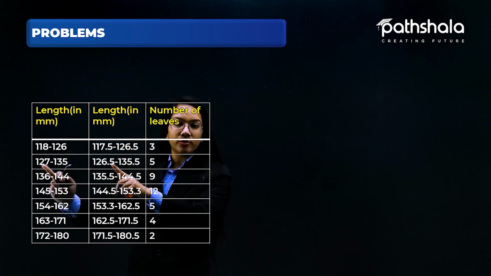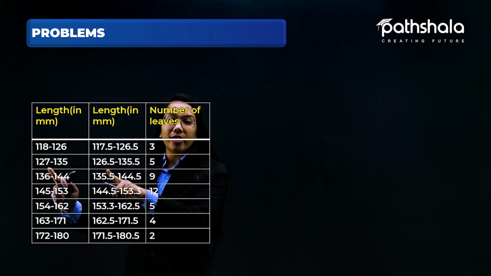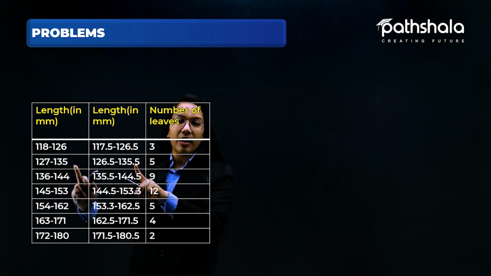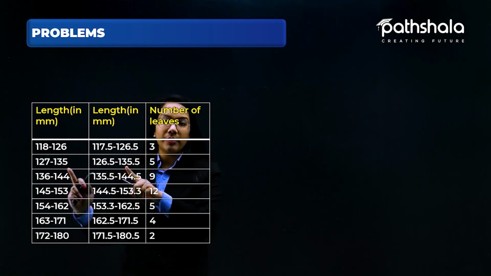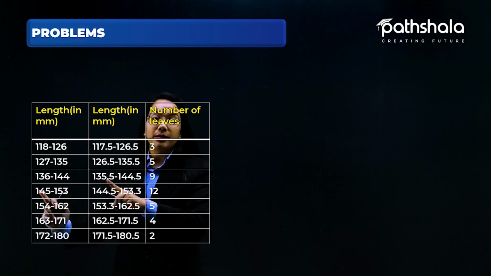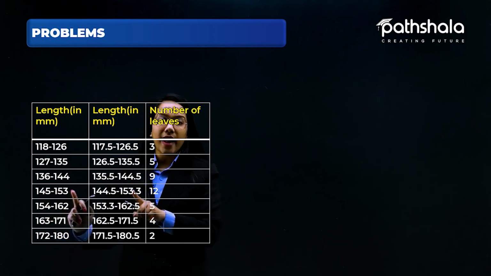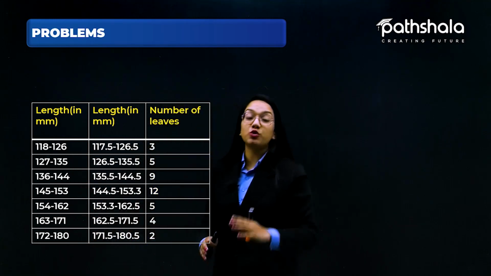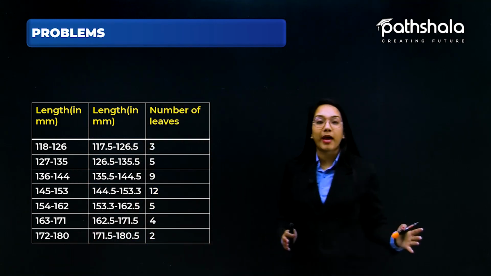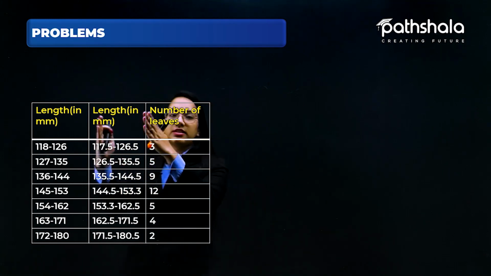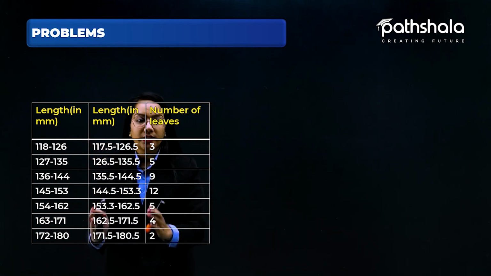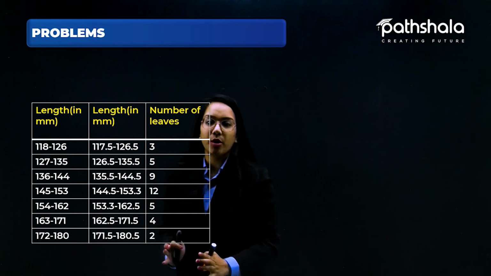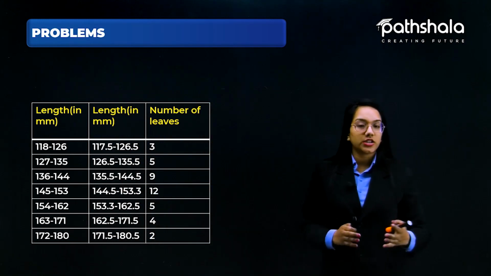In the similar manner, I proceed further, subtracting 0.5 from the lower limit and adding 0.5 to the upper limit for each interval. I'm just making the intervals continuous. Now the intervals obtained are continuous, or overlapping, and the number of leaves is given just the same.